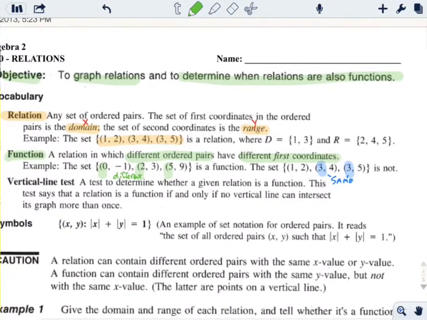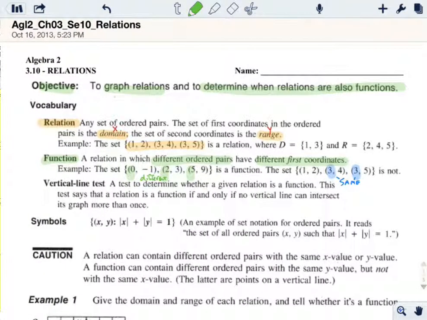Now, vertical line test is a test to determine whether a given relation is a function. And we'll look at that here in a second. The test says that a relation is a function if and only if no vertical line can intersect its graph more than once. I'll show you what that means here in a second.